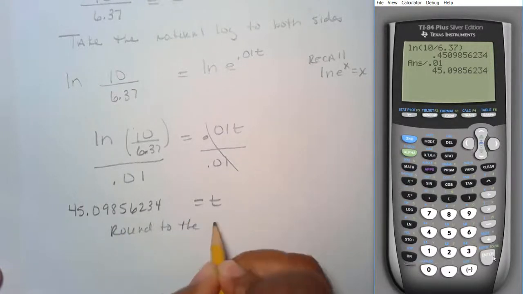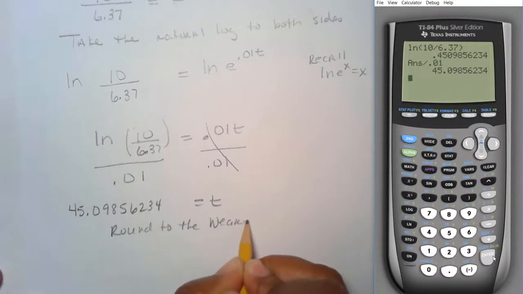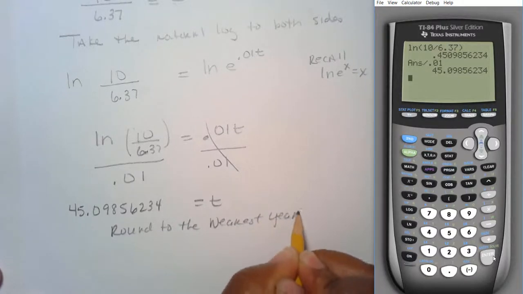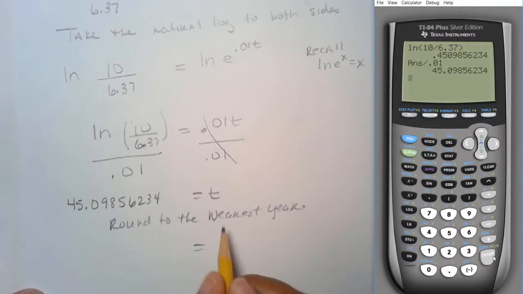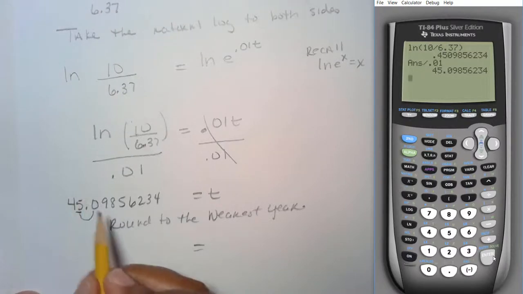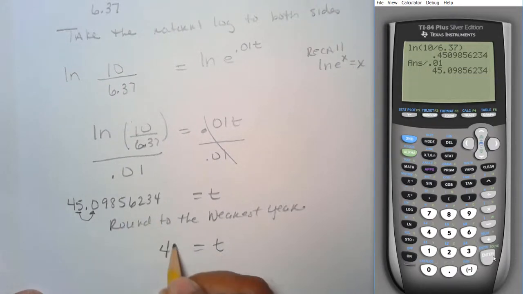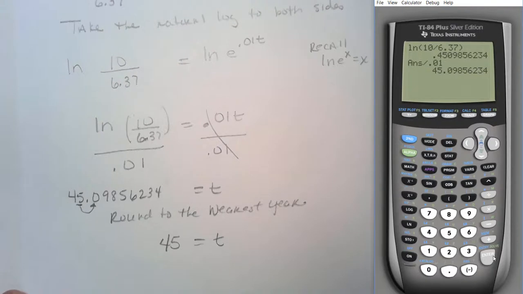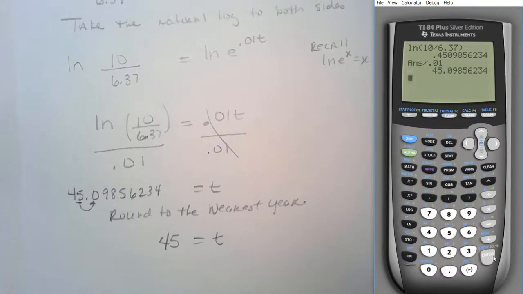to the nearest year. So therefore, we look at the 5. Our 5 is what we're going to either add 1 to or keep 5 there. But look to the right, we have a 0 that's less than 5, so 5 remains. So we have our time is 45 years.